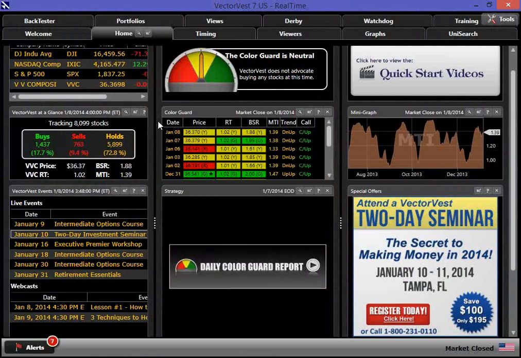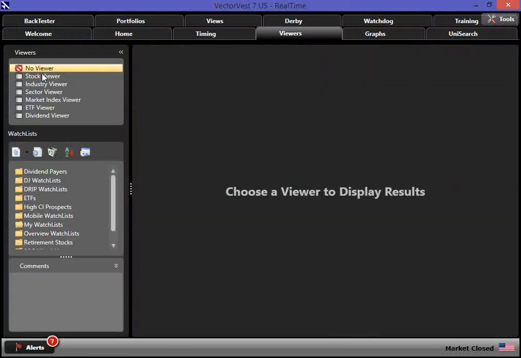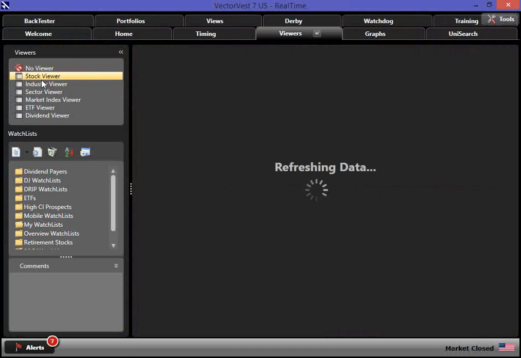This is our home page. And right on the home page, we have all of our market timing system information, which is our first consideration if we were actually going to go trade. We're going to leapfrog past market timing and market trend today and go right into stock analysis, which means we're going to go into our stock viewer. So I'm going to click on our viewers tab, and I'm going to open the stock viewer.